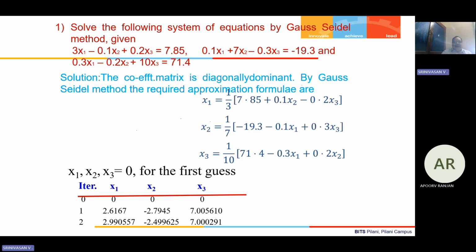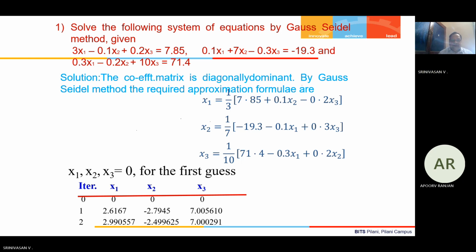So after 2 iterations, I would suggest that you can go for one more iteration, so that you will be able to find this 2.990557, which will still be fine-tuned. I will be getting some 2.9999 something. And this will be minus 2 point, maybe 49999 something. And this is, of course, 7.00. So that you can write the solution now.